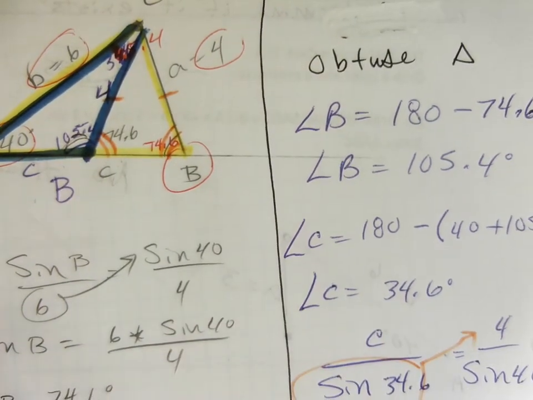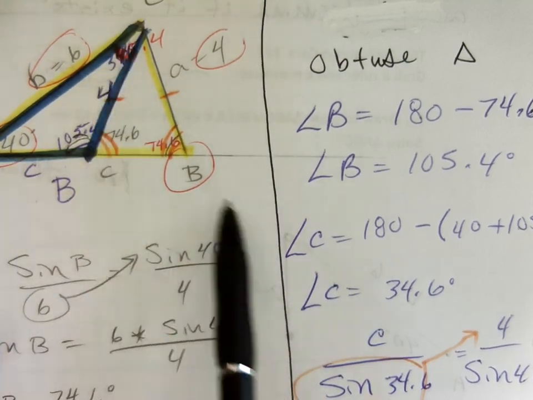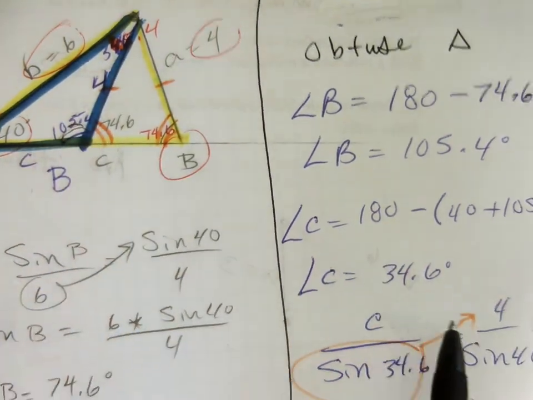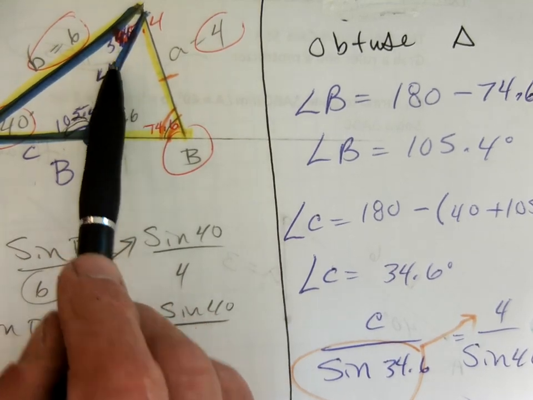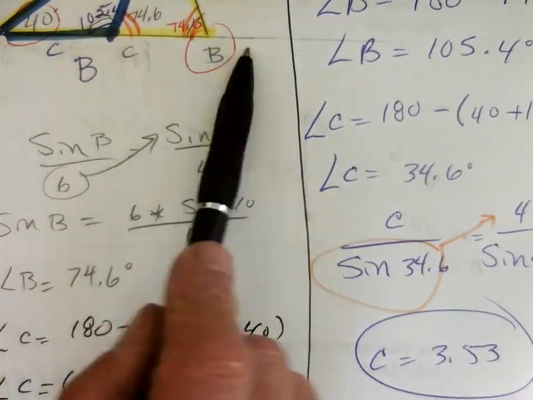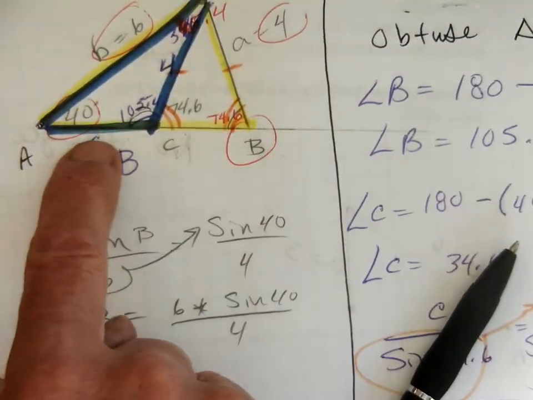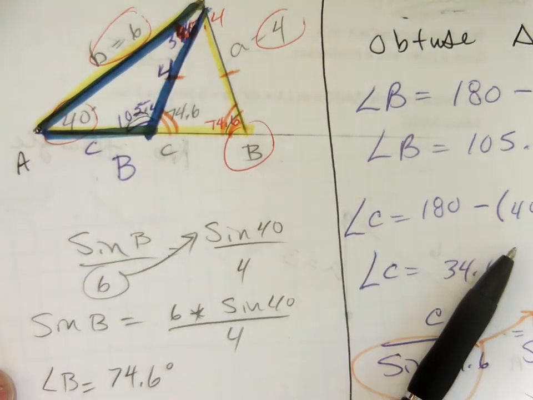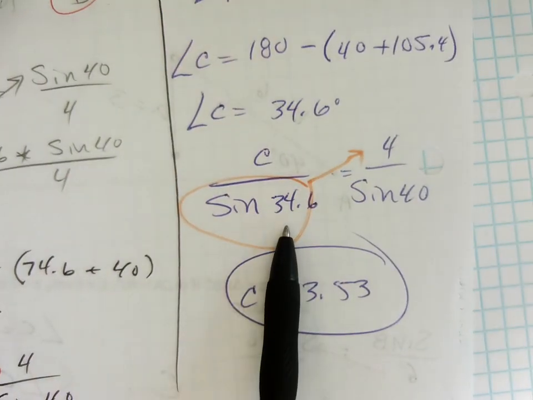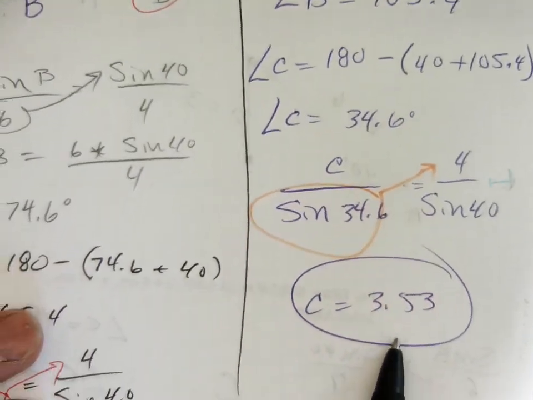And then I started setting up for angle C, 180 degrees in a triangle, subtract from 180, and I got angle C to be 34 because it's a different angle C. Then side C is no longer all the way across, but side C is only this much of it. So to get side C, I set up my opposite, C over the sine of my 34.6 equals my sine of 40, and I found C.